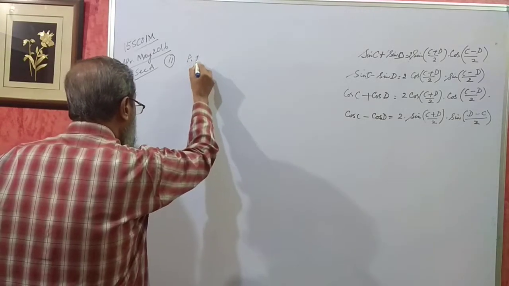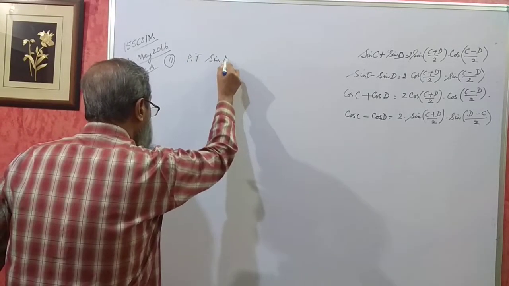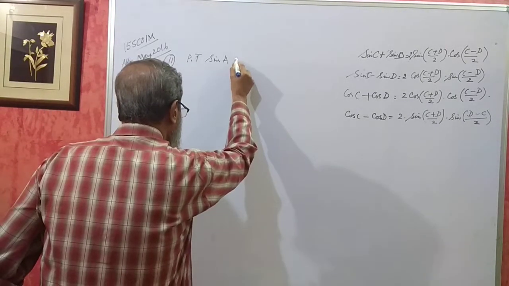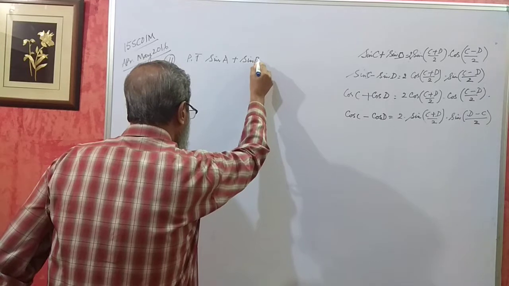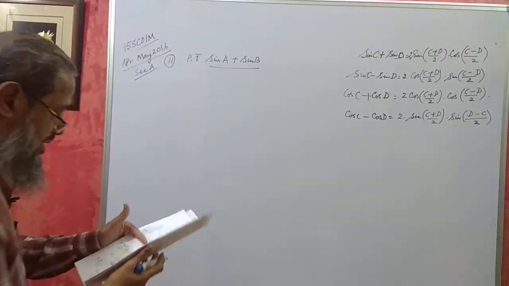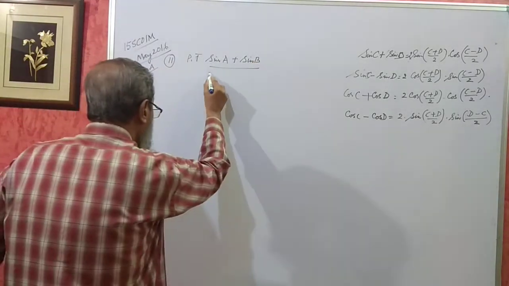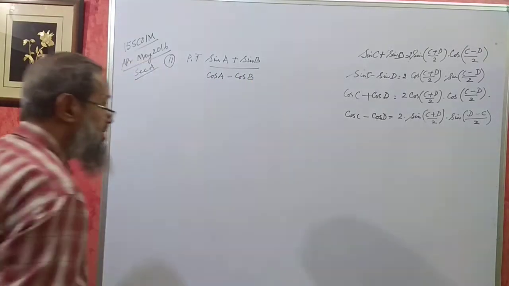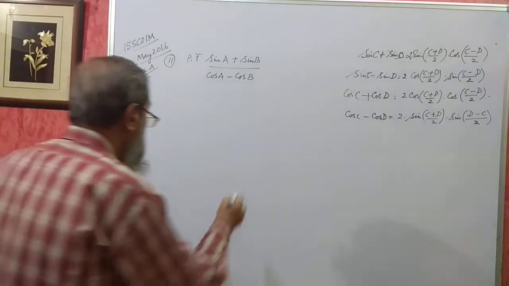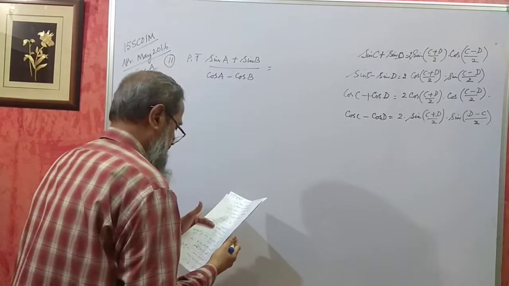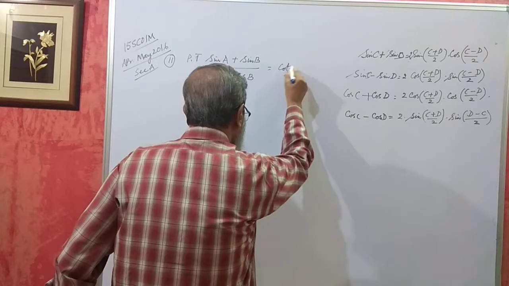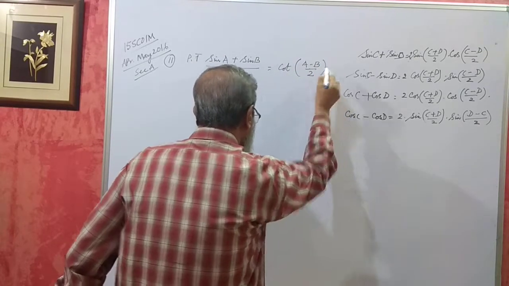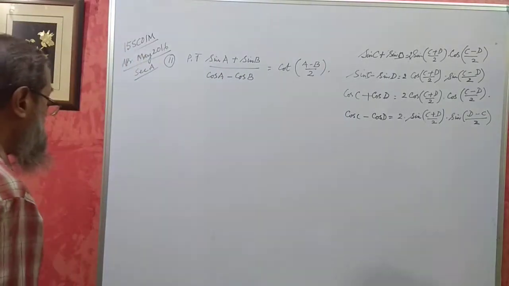Prove that sine A plus sine B divided by cos A minus cos B is equal to cot of A minus B by 2.